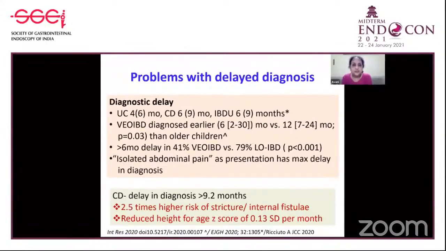Why do we have to make an effort for an early diagnosis? Because a recent study has shown that if the delay of diagnosis is more than 9 months, these children have a 2.5 times higher risk of presenting with stricturing or internal fistula. They also have a reduced height. So the earlier we diagnose, the better these children tend to perform.